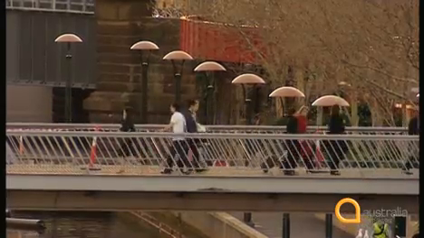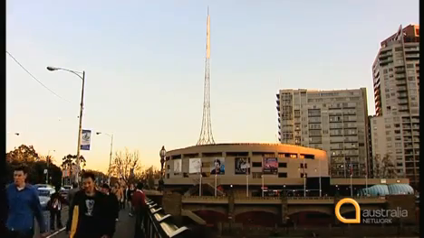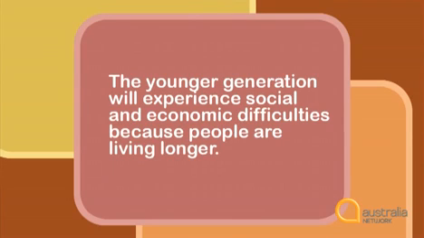Social and economic problems are two kinds of problems. Social problems are problems that affect people, perhaps in areas such as health and education. Economic problems are problems to do with the economy of a country and its ability to pay for the services it provides. Society in the future means the country or nation or state in the future. And the younger generation are younger people or people who work. They're the people who are not yet part of the ageing population. So you can rephrase or paraphrase the question like this. The younger generation will experience social and economic difficulties because people are living longer.